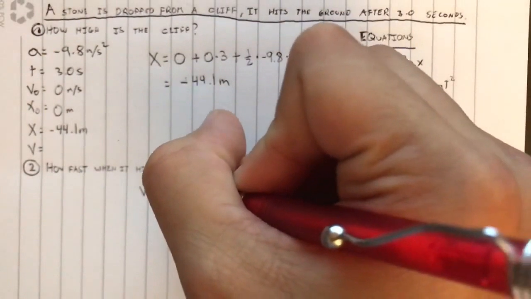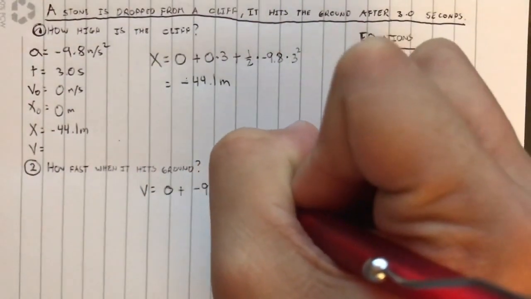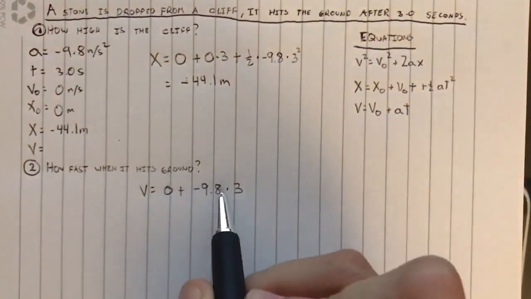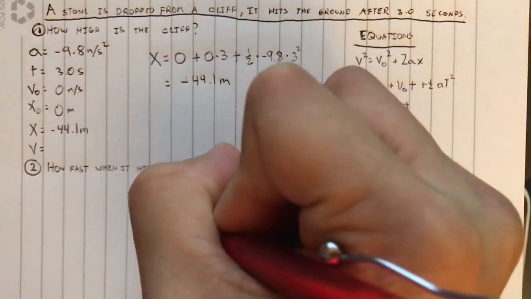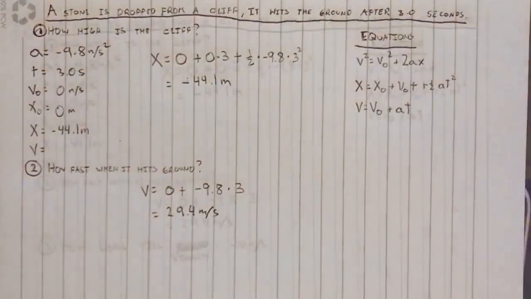V equals our initial velocity, which was 0, plus negative 9.8 times our time, which was 3. 0 plus this, we get 29.4 in its velocity, so meters per second.